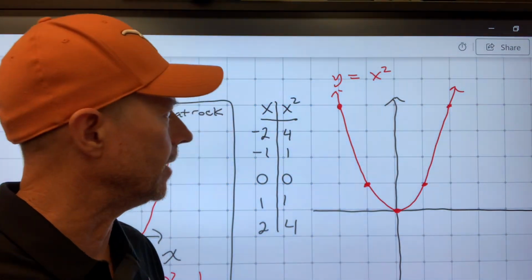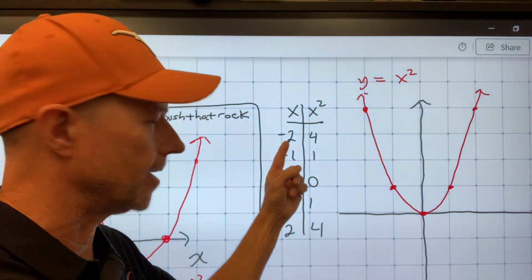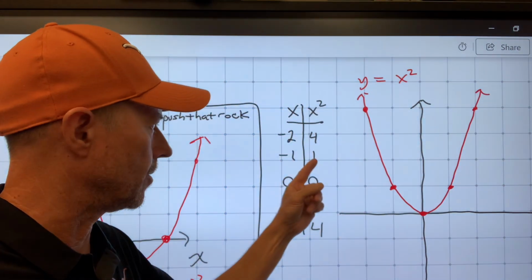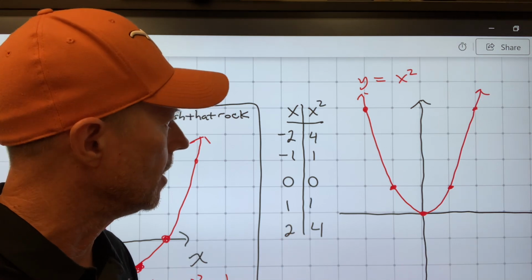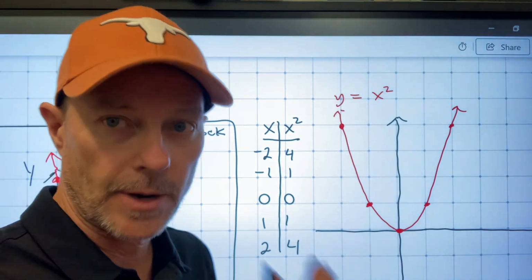And if we just look at a table of values, we know that if we square -2, we get -2 times -2, which is 4. And -1 squared will be 1, and 0 squared is 0, and 1 squared is 1, and 2 squared is 4. And we plot those points, and we get this nice parent parabola.